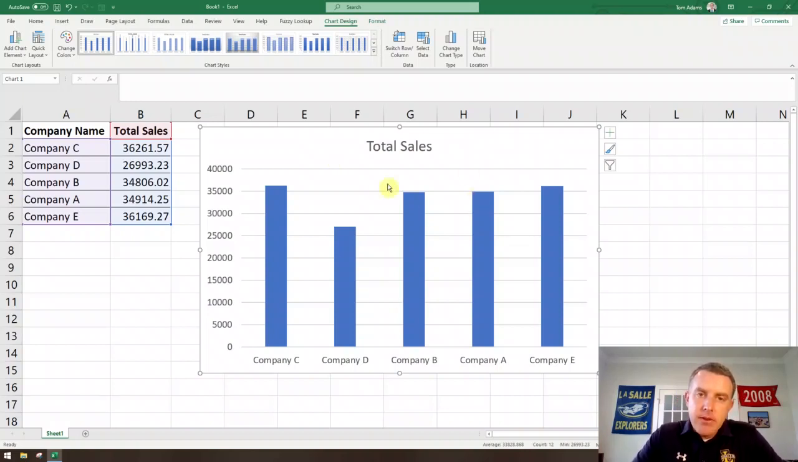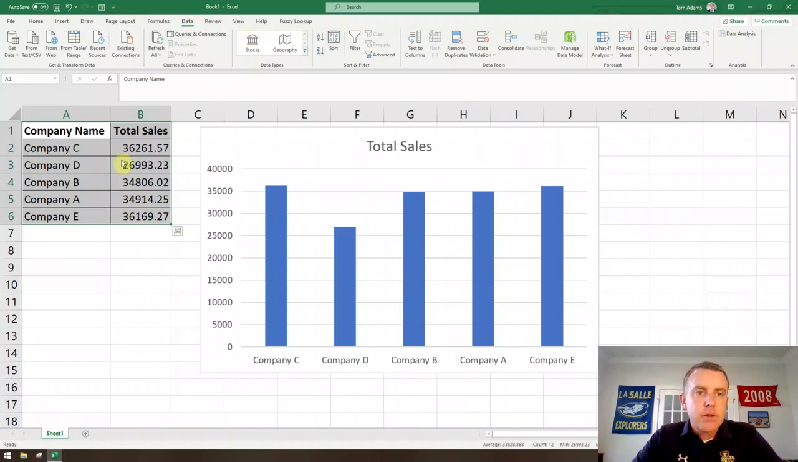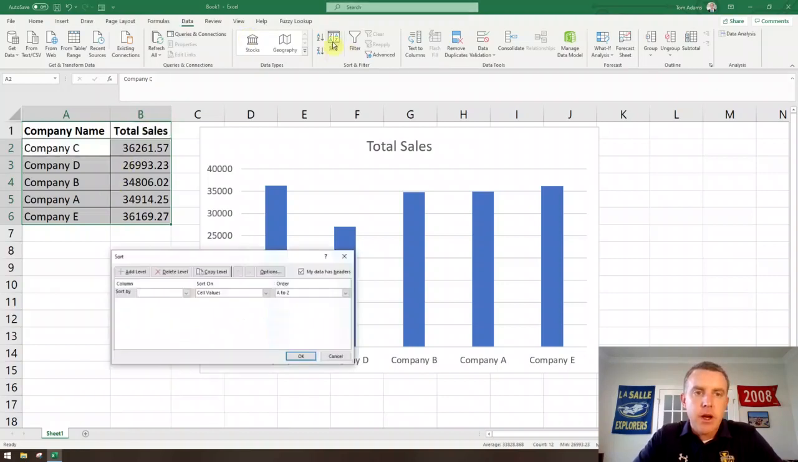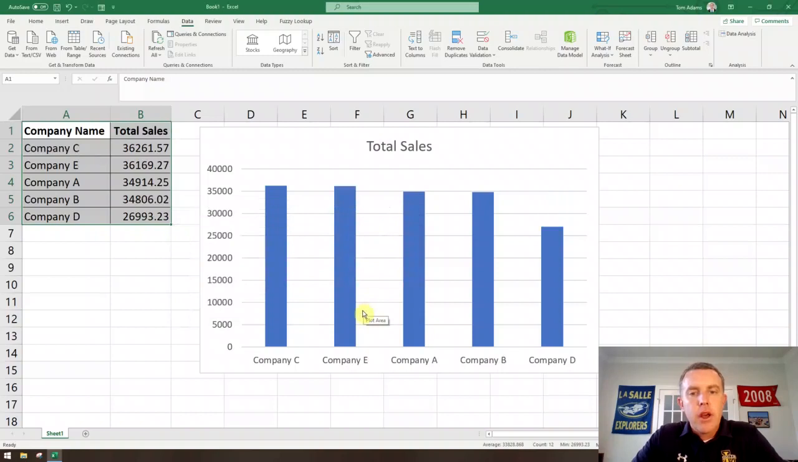If we wanted to make this even easier, we could come back to our table here, and we could go to Data, and we could sort this by sales amount. We're going to say our data has a header row, and then we're going to say sort this by total sales, from largest to smallest. So we want, on the leftmost side of this bar chart, the customer with the highest amount of sales. Okay, so we'll click OK. And now the chart updates, and it looks like company C has the highest amount of sales, followed by company E, A, and B. And then bringing up the rear here is company D.